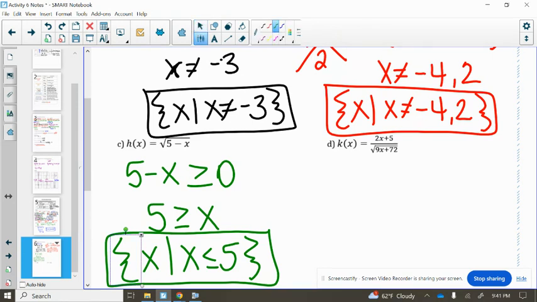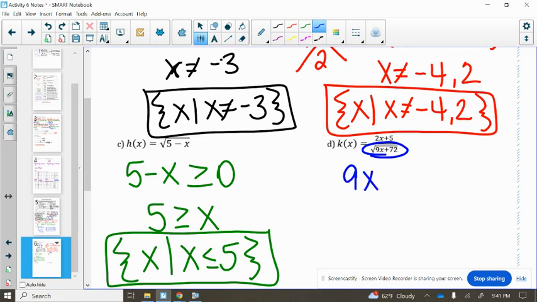Okay, last but not least, this time our square root function is in the denominator of a quotient. So this time, 9x plus 72 must be greater than 0, not greater than or equal to 0, because if it equals 0, we would have an error on the bottom. Notice that this is just a greater than versus the or equals to we had in the last one, slightly more of a restriction.